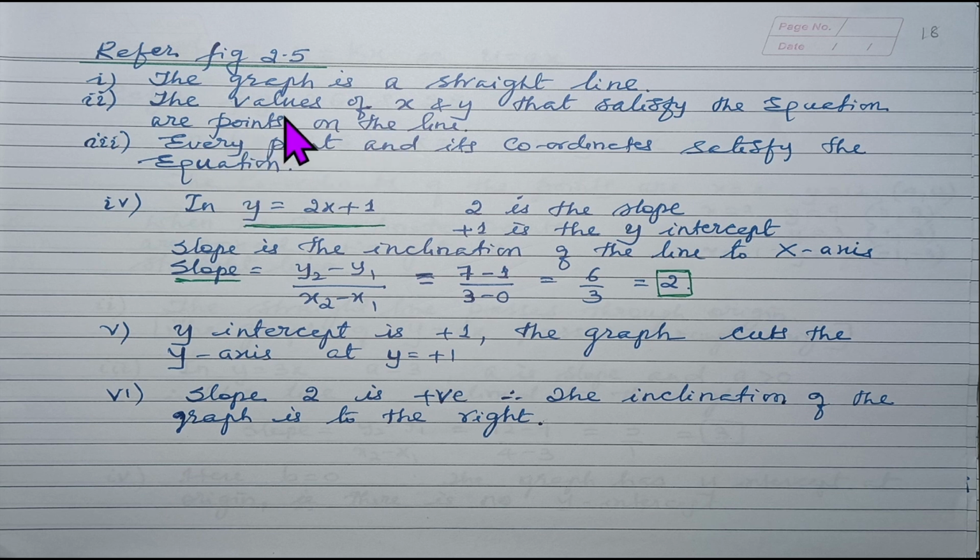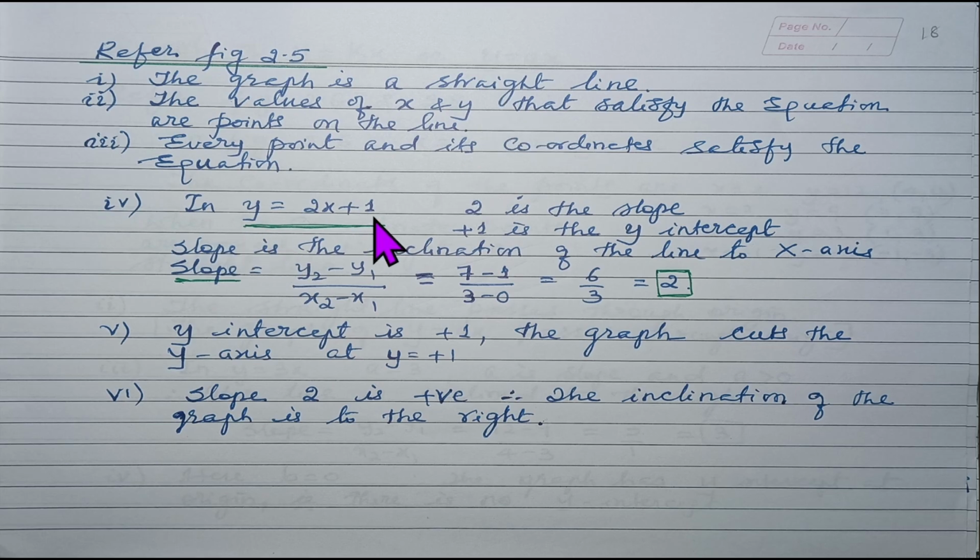This is very important. The values of x and y that satisfy the equation are points on the line, and every point on the line, whose coordinates satisfy the equation, is a point on the line. So please remember that. That means any point on the line can satisfy the equation, or the values of x and y which satisfy the equation are the points on the line. Both the things are correct.